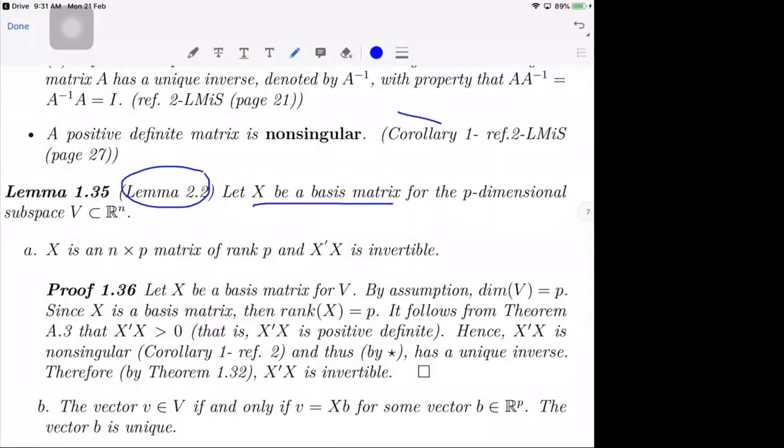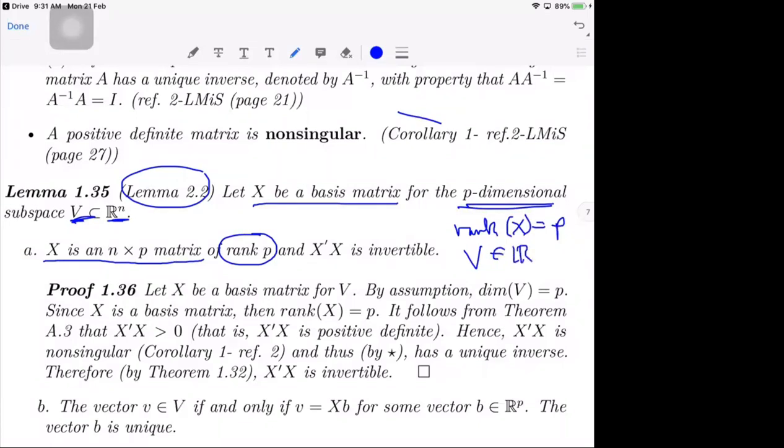Okay, so this is the assumption. X is a basis matrix for p-dimensional V, a subset of R^n. So V is p-dimensional, and it is a subset of R^n, no? Okay, X is an n by p matrix of rank p. So the rank of X is p. V is an element of R^p, a subset of R^n. Okay? V is p-dimensional.